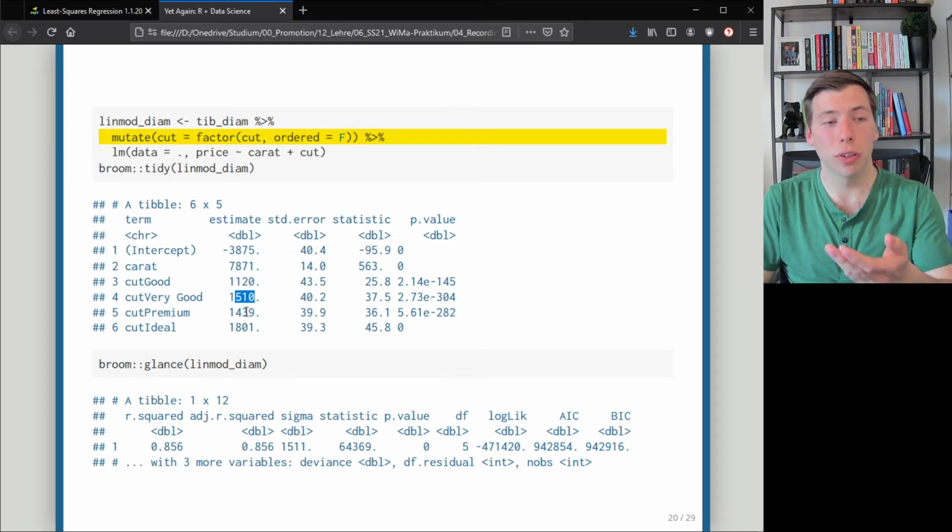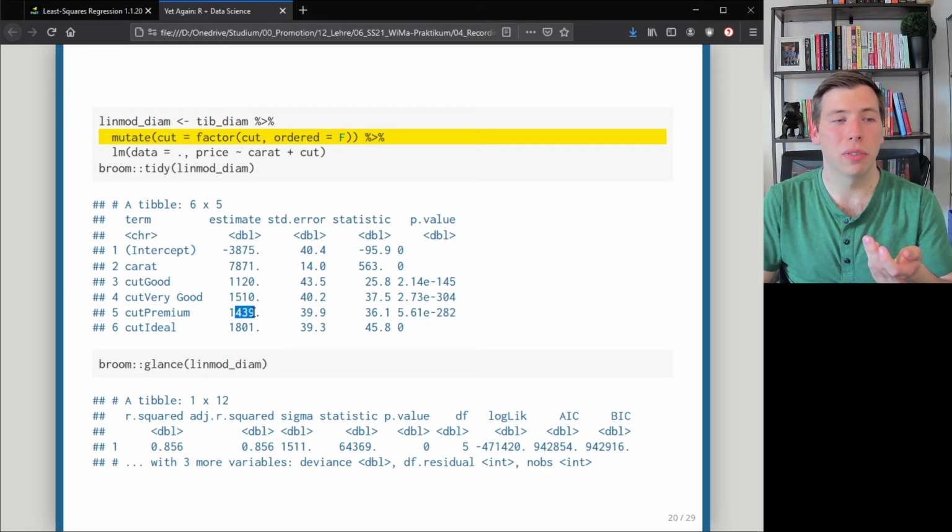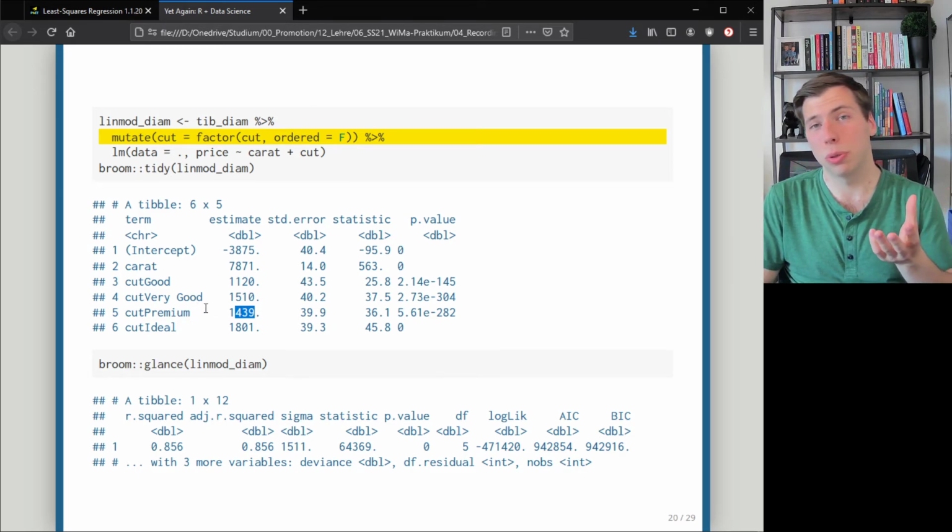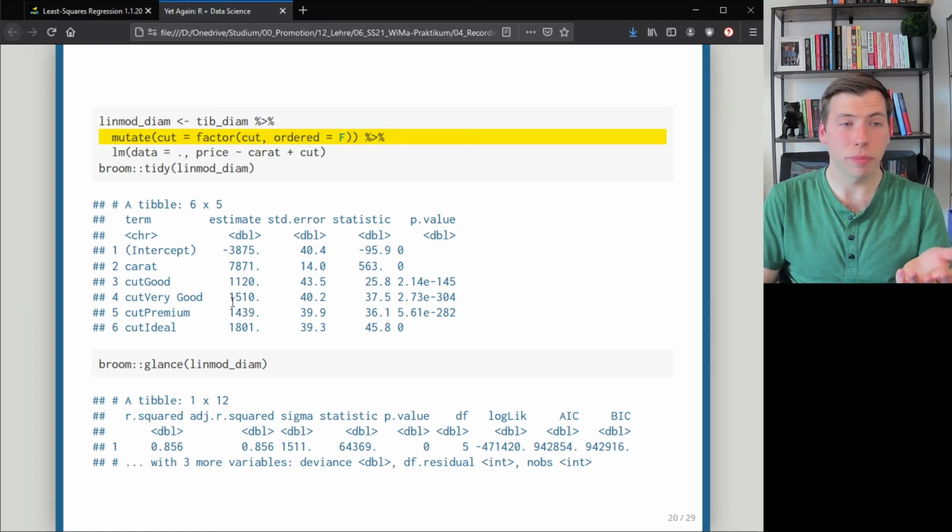But if you actually look at what estimates we get, then you see that, well, the premium diamonds seem to cost less on average than the very good diamonds, even though the premium diamonds are supposed to be better or be of higher quality, which feels counterintuitive. And this is something we need to investigate, because obviously our linear model now doesn't agree with common sense.